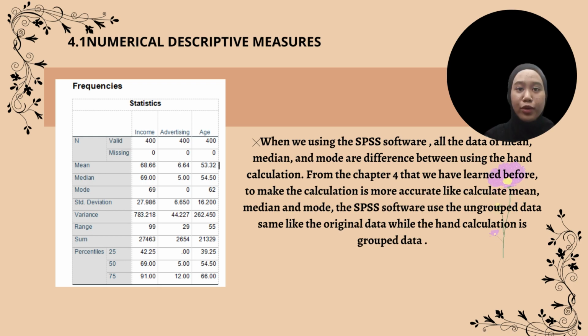For the 4.1 numerical descriptive measures, this is the statistic from the SPSS software. When we use the SPSS software, all the data of mean, median and mode are different from the hand calculation. From chapter 4 that we have learned before, to make the calculation more accurate, like calculating mean, median or mode, the SPSS software uses ungrouped data, same as the original data, while the hand calculation uses grouped data.